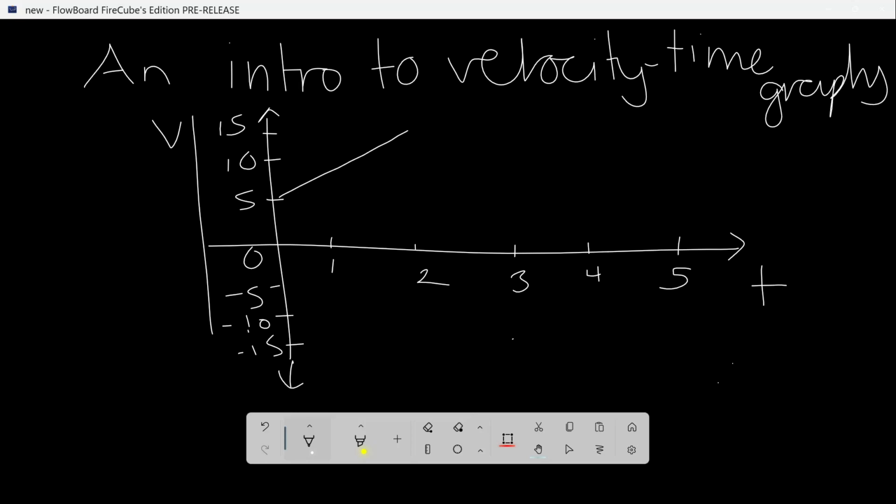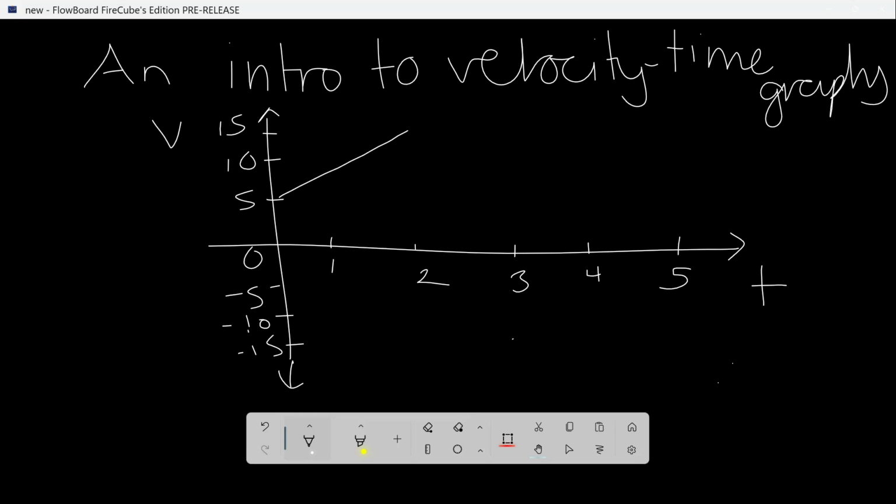Why? Because with velocity you could be moving backwards. You're not only moving forwards, you could be moving backwards, you could be moving forwards. But that's not what I want to focus on today. I want to really focus on the relationship between displacement and this velocity time graph.